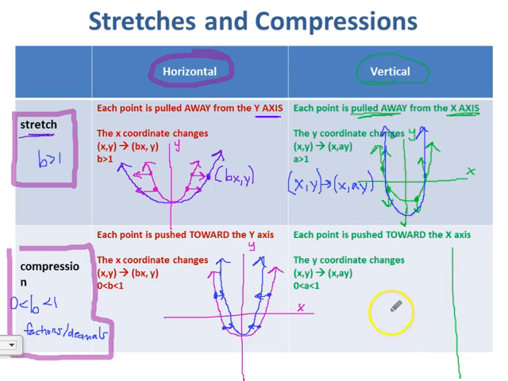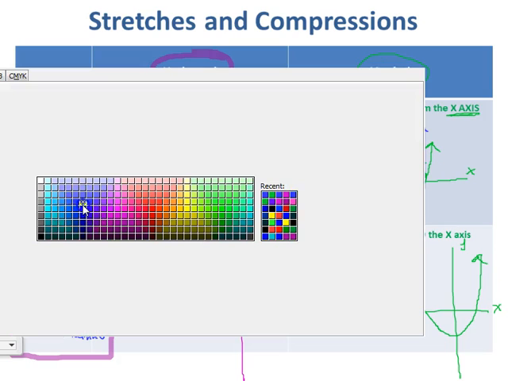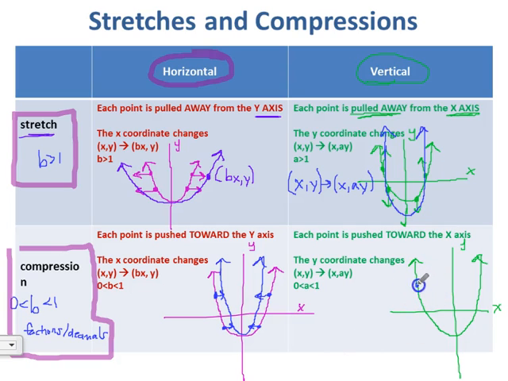So we've got our x and y coordinates. Let's draw in our original graph. And then to have a vertical compression, we're going to take each point and go towards the x-axis.